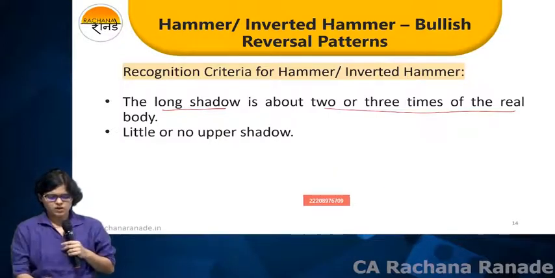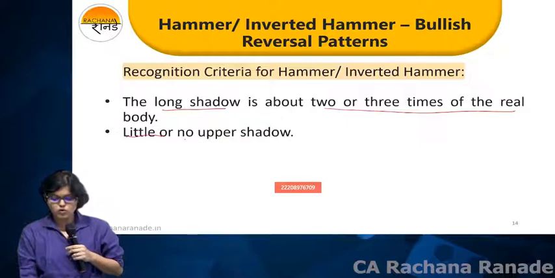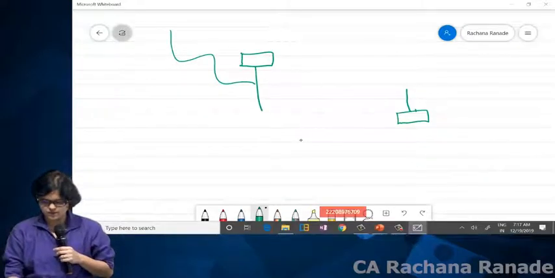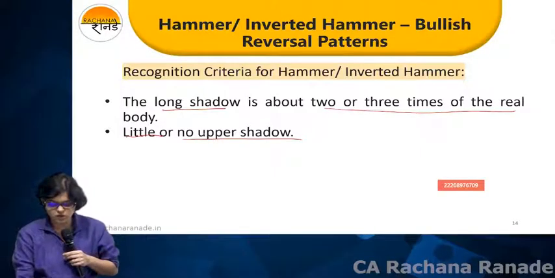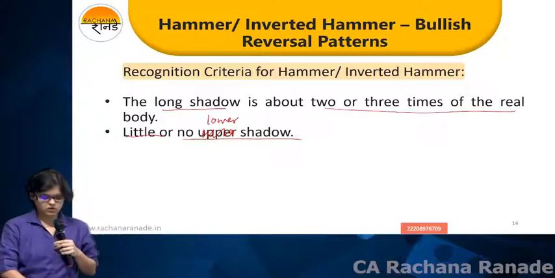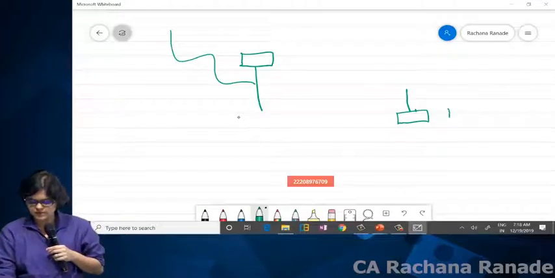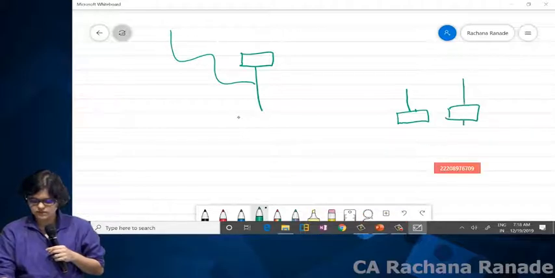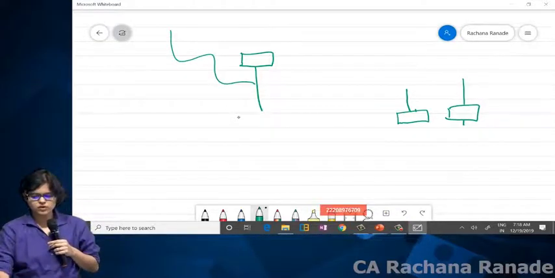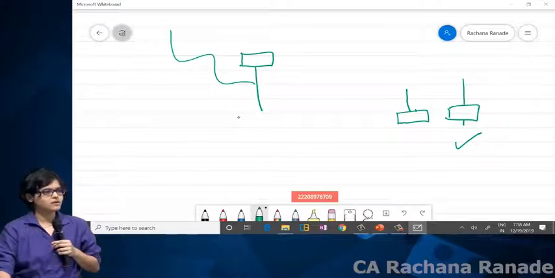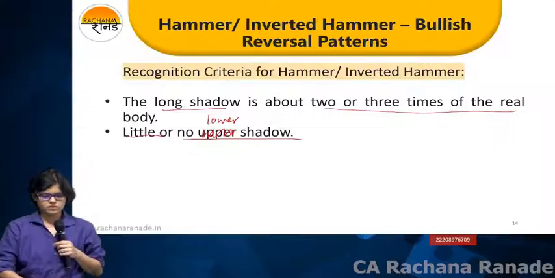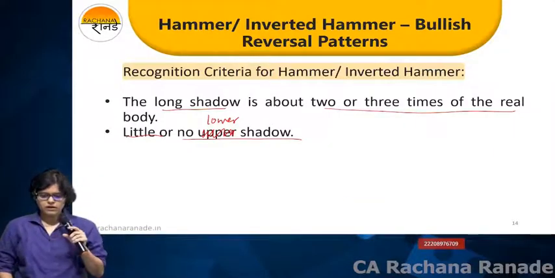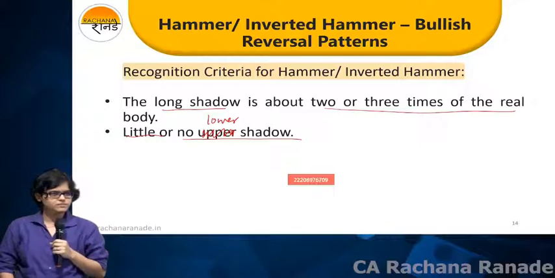What is the second point? There should be little or no upper shadow. Why I'm talking about this point? So, oh, sorry, that's a small error. It should have been little or no lower shadow. So, could it be something like this? Just check it. Like this. Can this also qualify as an inverted hammer? Tell me. Yes. So, there could be little or no lower shadow.